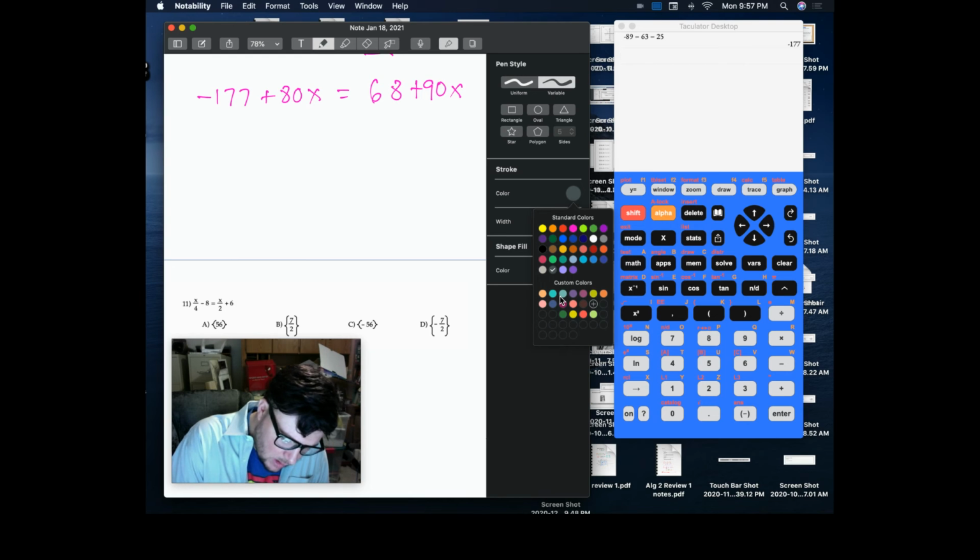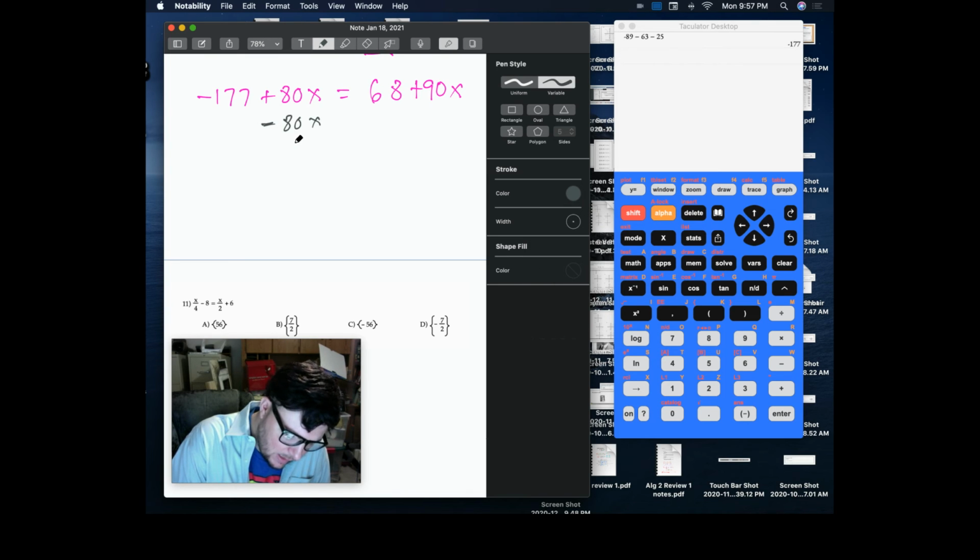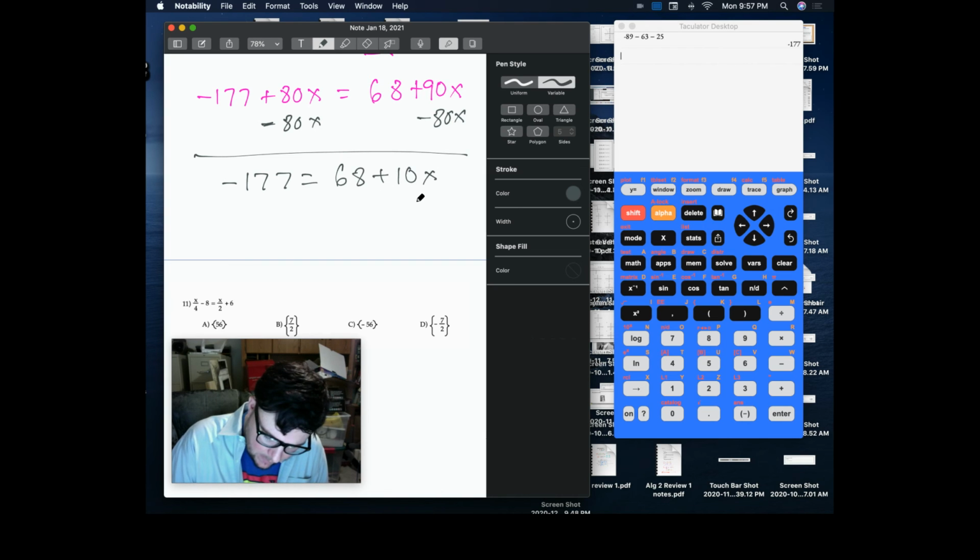we have, and you have an option here. So what I usually do is I try to make x positive. So I see an 80 and I see a 90. So I'm going to move the 80x to hang out with the 90x. So this gives me negative 177 equals 68 plus 10x.